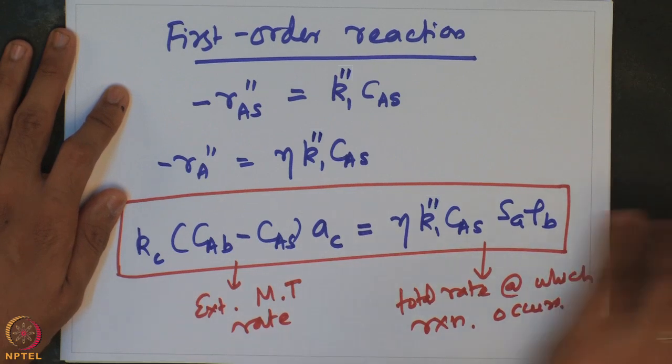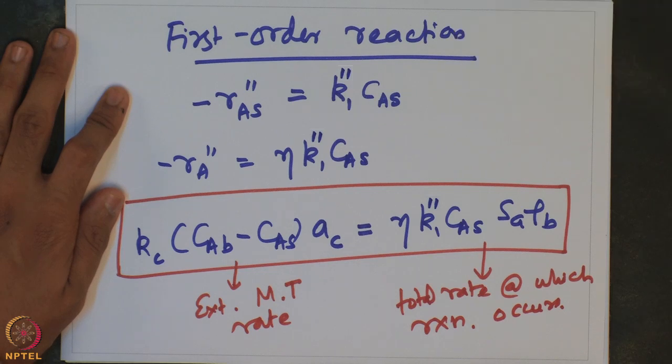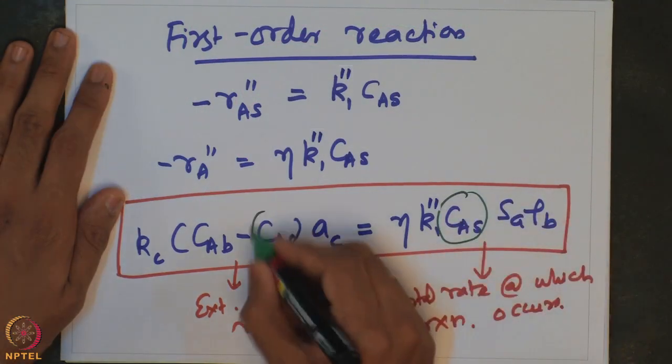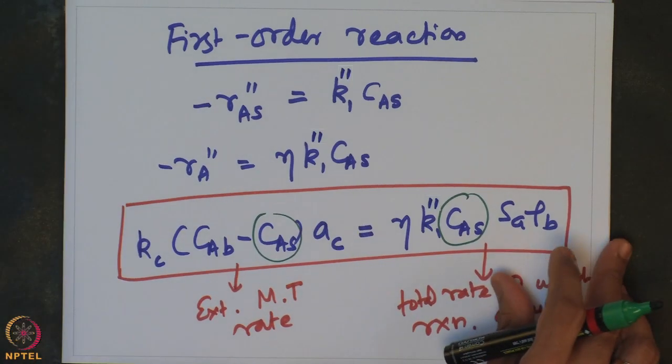So, what are the measurable quantities? The measurable quantities are essentially the bulk concentration. We will not be able to measure the concentration of the species at the catalyst surface. Therefore, we can use the balance to eliminate the concentration of the species at the catalyst surface. How do we do that? We can use this expression and do a little algebra.